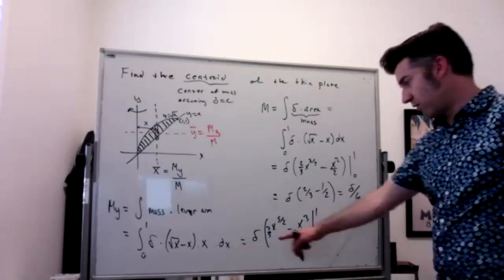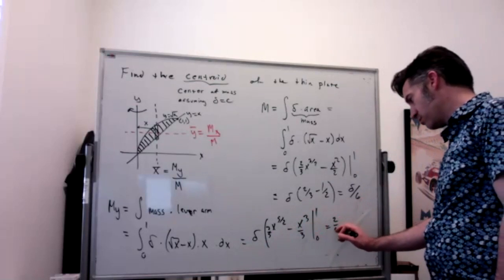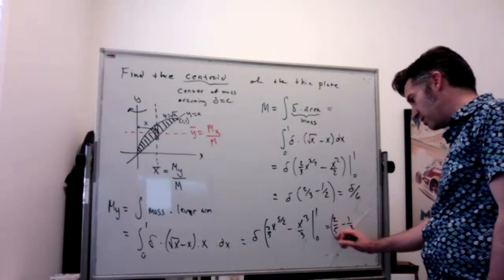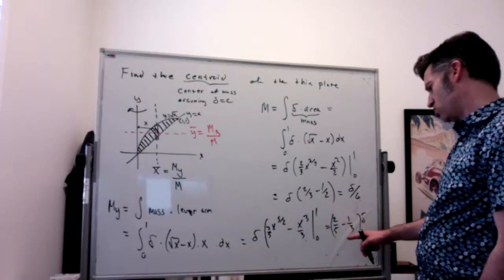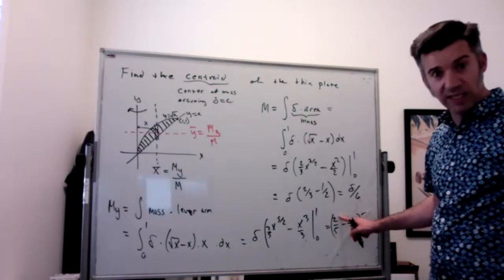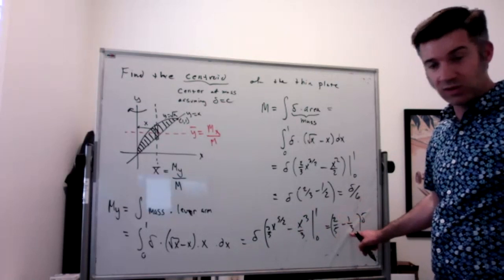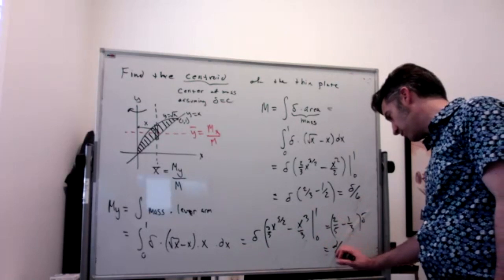So I end up with 2/5 minus 1/3 times delta, which is going to be 4/15. Oh no, 6/15 minus 5/15, which is 1/15. So delta over 15.